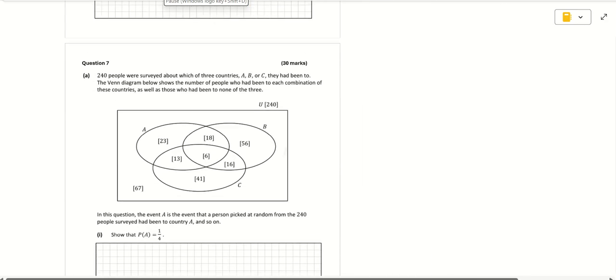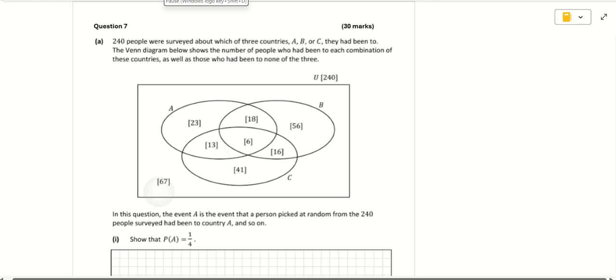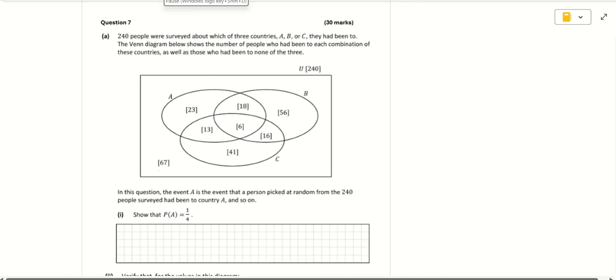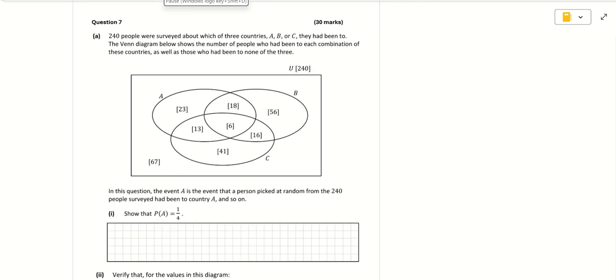Okay, right. 2 questions to go. We're nearly there. Right, sets now. Probability, I presume. So 240 people were surveyed about which countries they had been to. The Venn diagram shows the number of these countries. So I don't know, we can say it's America, Britain, and China or something. It doesn't really matter. America's not a country. It's the United States. Geography lesson.